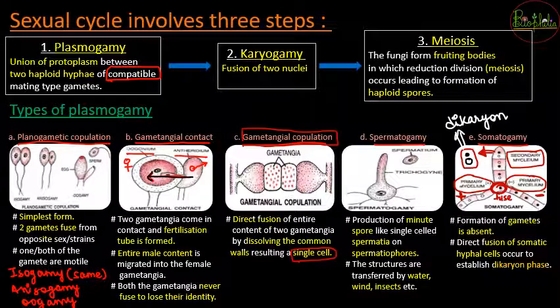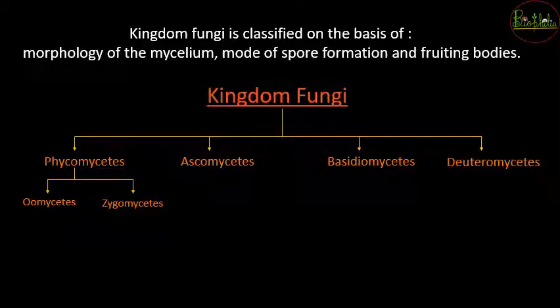So this was all about the plasmogamy and its types. So we'll see about the next topic now. अब next topic है, that is how the kingdom fungi is going to be separated into various subgroups on the basis of morphology of the mycelium, on the mode of spore formation, and finally third criteria होगा the fruiting bodies. So kingdom fungi को हम divide करते हैं into Phycomycetes, then we divide it into Ascomycetes, Basidiomycetes and Deuteromycetes.